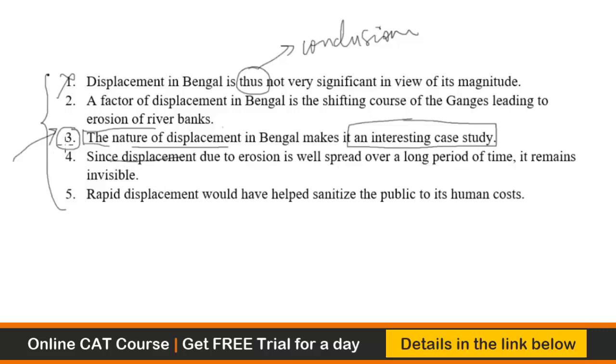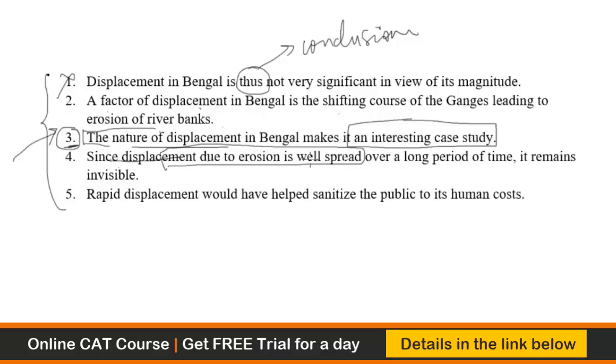Now, after 3, what can we have? Can we have 2? Can we have 4? It says a factor of displacement in Bengal is the shifting course of the Ganges leading to erosion of riverbanks. And then it says since displacement due to erosion is well spread. So before you mention the point that displacement due to erosion is well spread, you must talk about the fact that a factor of displacement is what, the shifting course of the Ganges and leading to what, erosion of riverbanks.